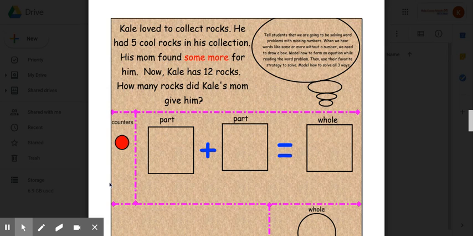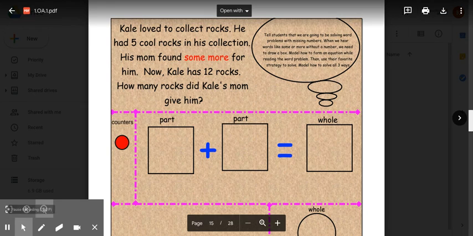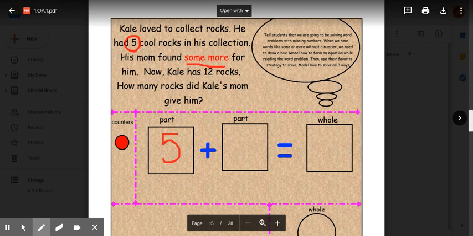So the first thing I'm going to do is fill in my equation to write an equation that matches my story problem. So I'm going to read the problem again and fill in the equation as I go. Kale loved to collect rocks. He had 5 cool rocks in his collection. His mom found some more for him.